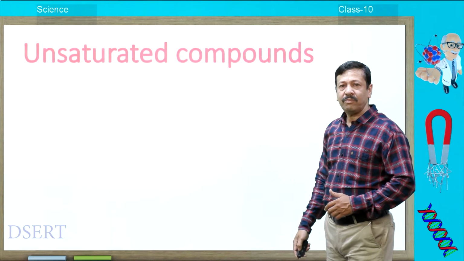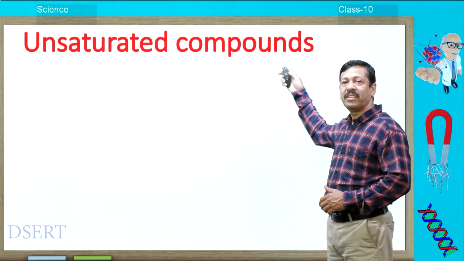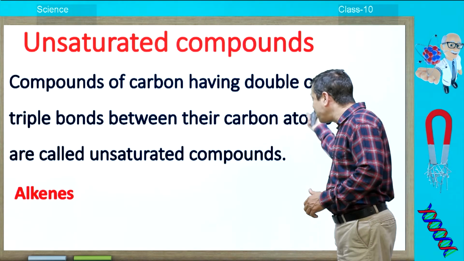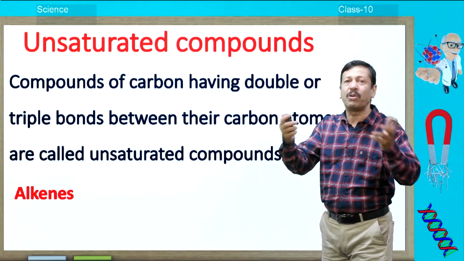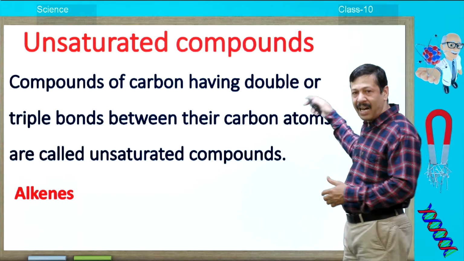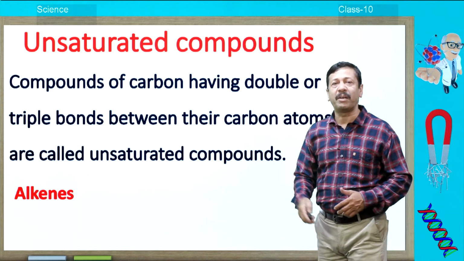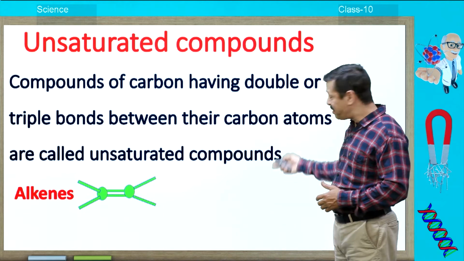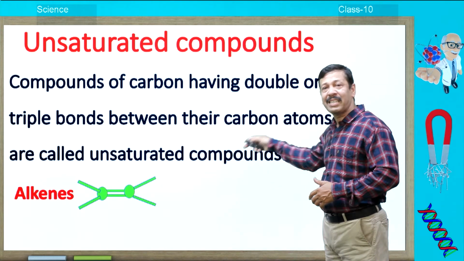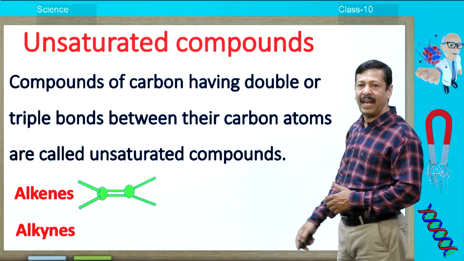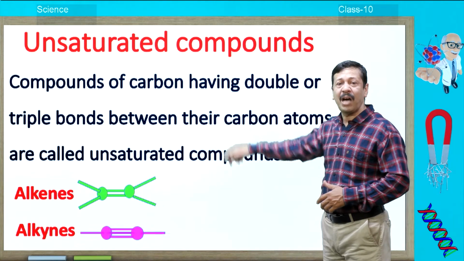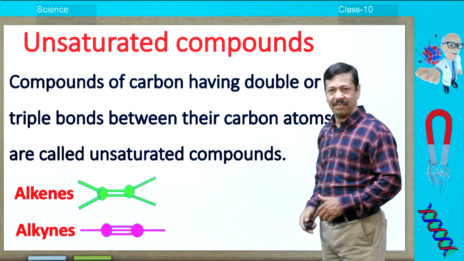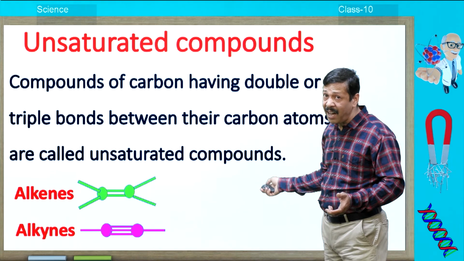Now unsaturated compounds, the compounds of the carbon having double or triple multiple bonds between 2 carbon atoms, they are called unsaturated compounds. Example, alkenes, this is the double bond between 2 carbons, it is called ethene. And alkynes, in between the two carbons, you are seeing here 3 lines, right? It is ethyne.